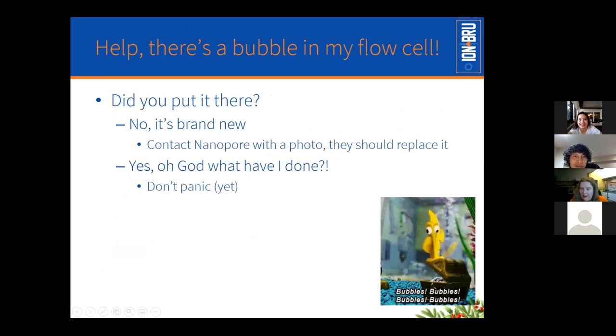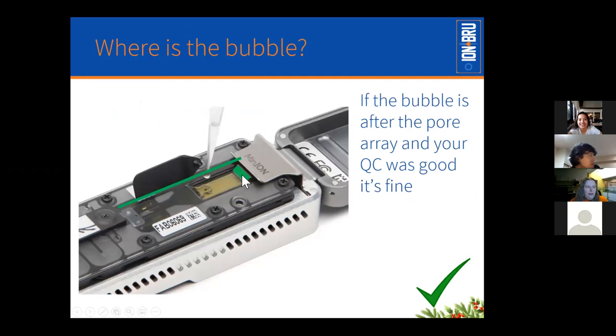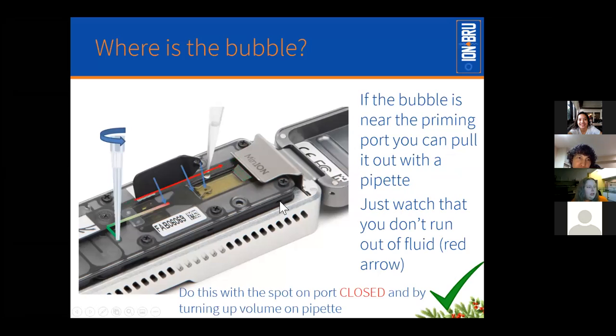If you put it there, try not to panic just yet. It depends where the bubble is, how much trouble you're in. So if the bubble is after the pore array and your QC is okay, don't worry about it. It's not going to cause anyone any problems. If the bubble is near the priming port, as we discussed earlier, you're going to put your tip on it and turn the volume up.